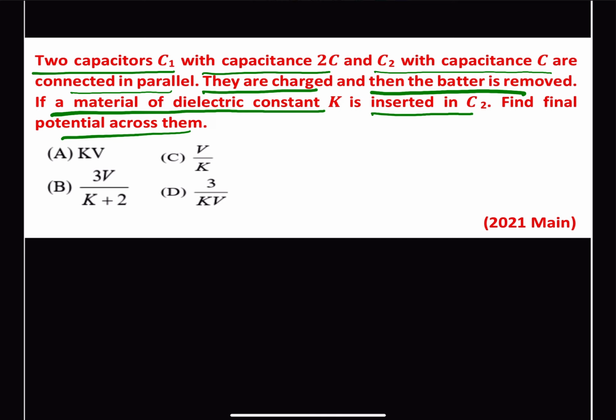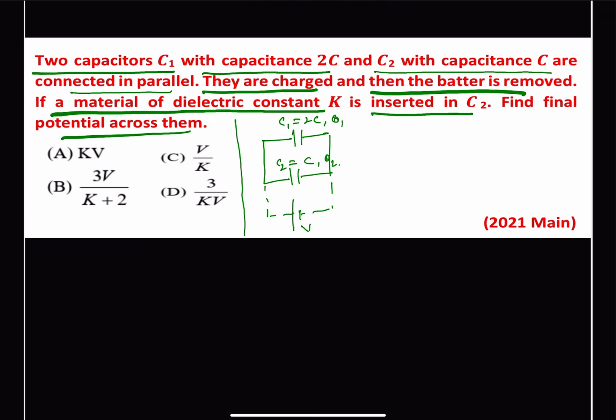So initially they are connected in parallel. So we are having two capacitors and they are connected in parallel with a voltage source. So this is our C1 which is given as 2C. We have C2 which is given as C, and there is a voltage source V to it. And they are charged. So let us suppose the charge on C1 is Q1 and on C2 it is Q2.